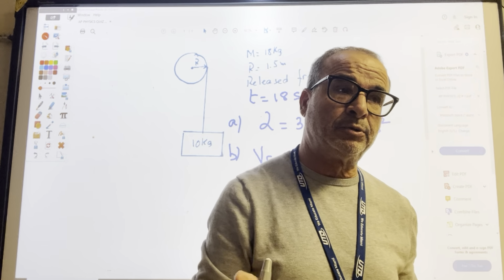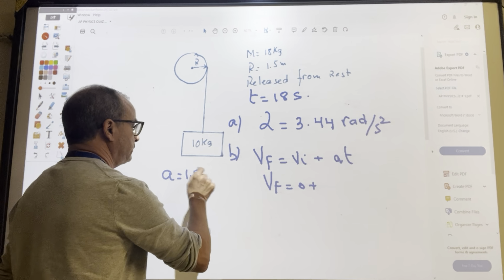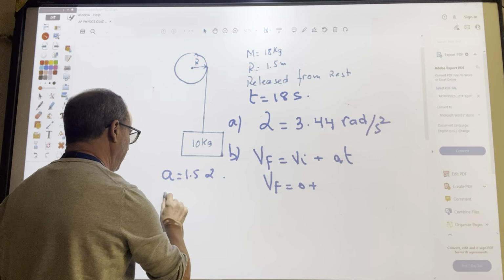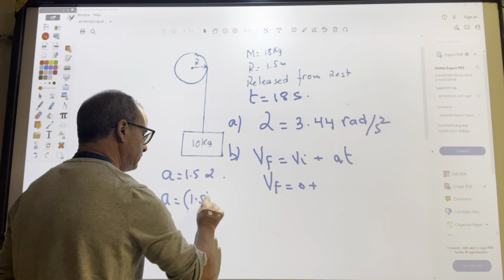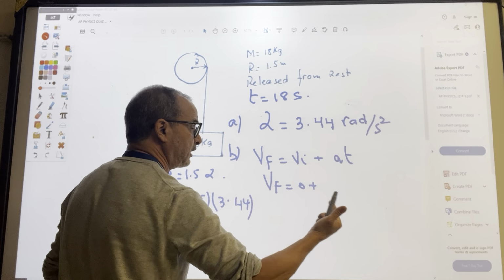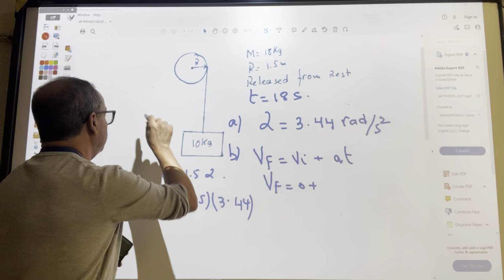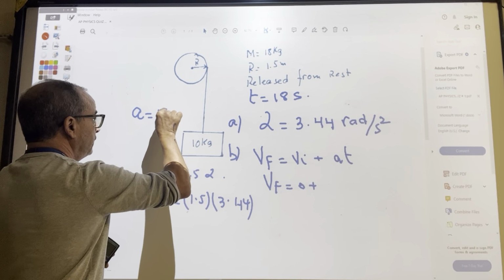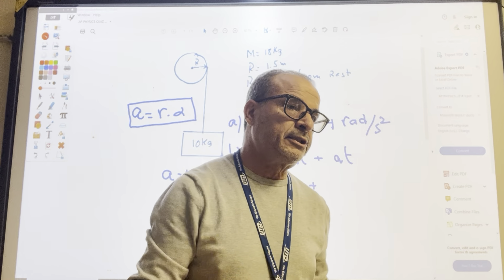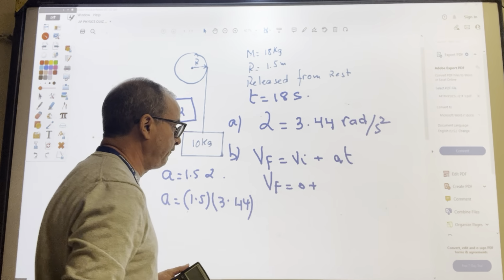And now we need to find A because we have alpha. Right? But we have a relationship between A and alpha. A is equal to 1.5, the radius, times alpha. I have alpha, so I just multiply 1.5 by that. So A is going to be 1.5 times 3.44, because I need the linear acceleration, not the angular acceleration. So I always go back to this equation here, which is A equals R, the radius, times alpha. This is always going to convert from linear acceleration to angular acceleration and vice versa. Get it?